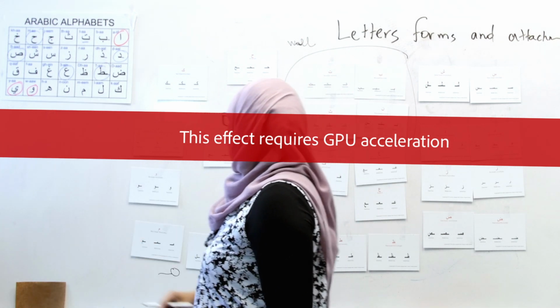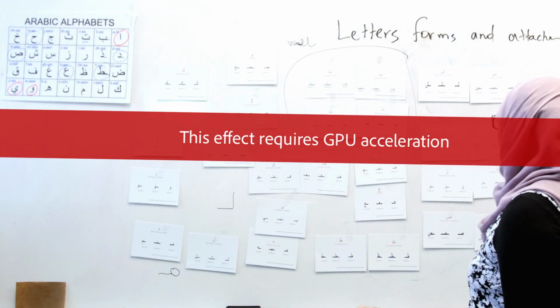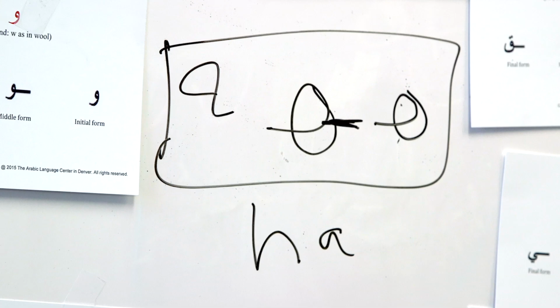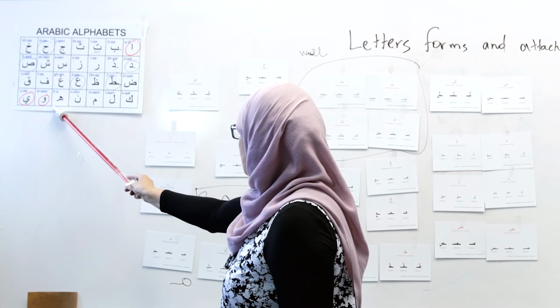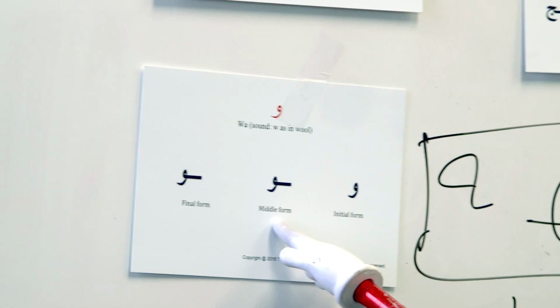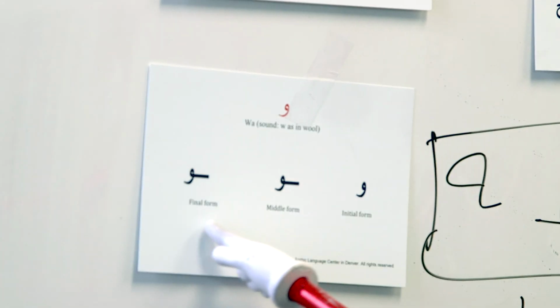Ha. Ha for hello, and it's a different scenario for the H. The H is going to be, this is initial, and this is the middle, and then the final is going to look like this one. Okay, this is your H. Ha. The waw. This is your waw, initial form, waw, middle form, and waw, final.